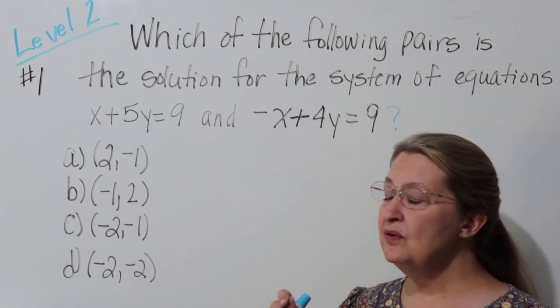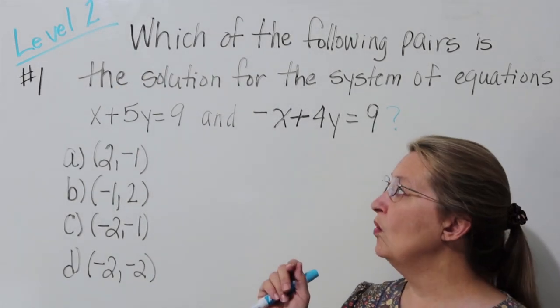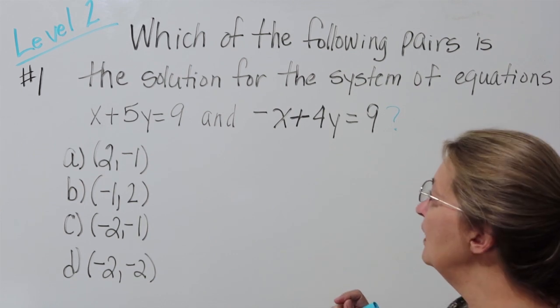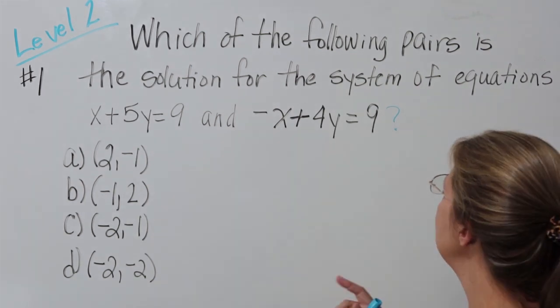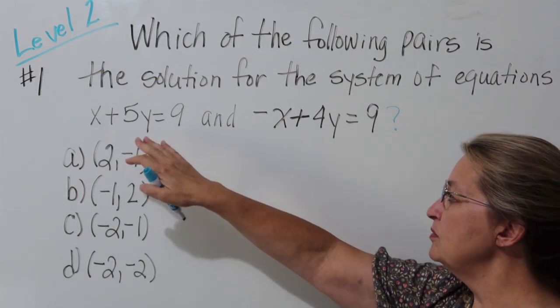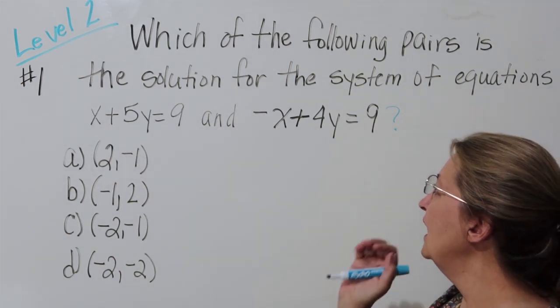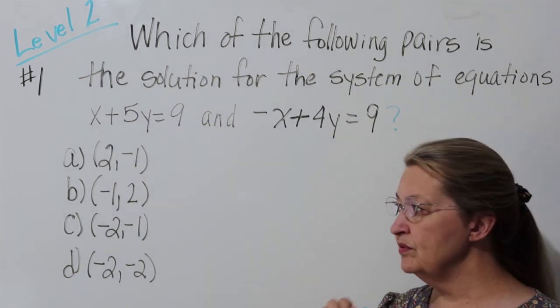This is a level 2 ACT problem, problem number 1. Which of the following pairs is the solution for the system of equations x plus 5y equals 9 and negative x plus 4y equals 9?